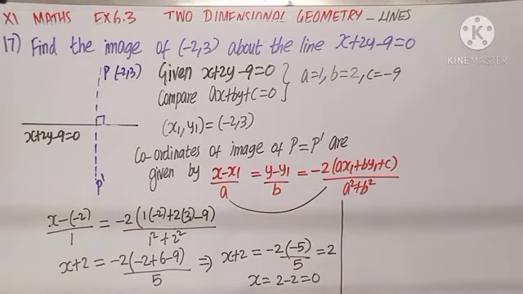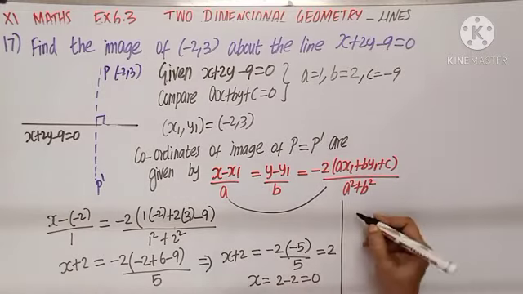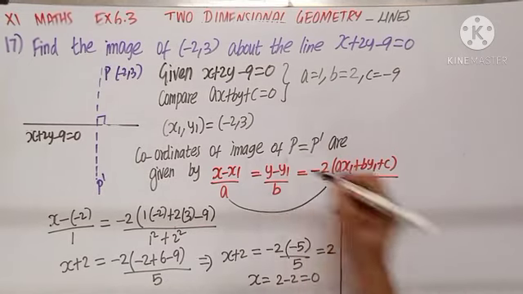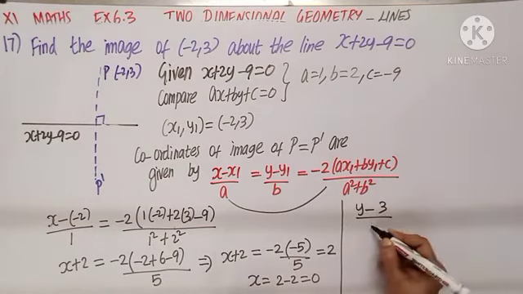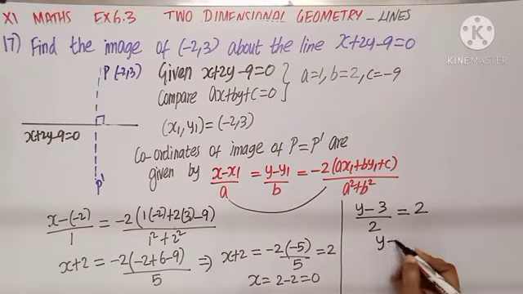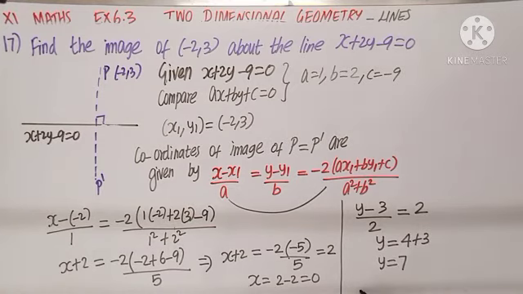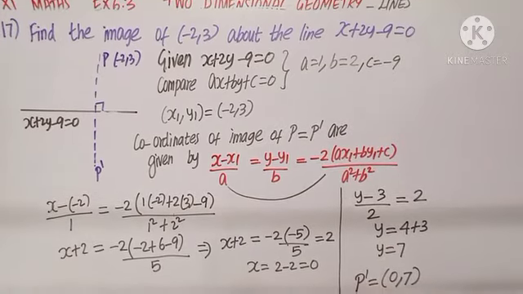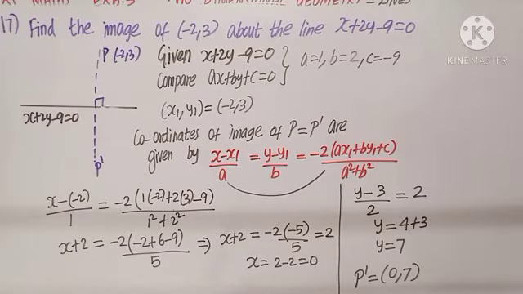Similarly, let us compare y minus y1, where y1 is 3, over b value 2 equals RHS. As we have simplified, we got 2. So y equals 2 2s are 4 plus 3. So y equals 7. So we get P dash equals (0, 7). This is another equivalent procedure using the formula for image. You can choose whichever method you find better.